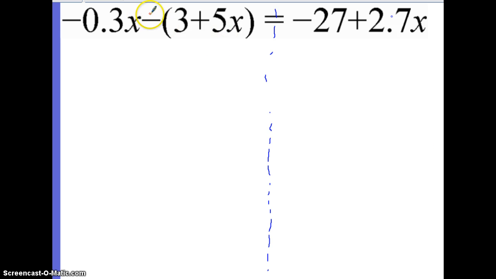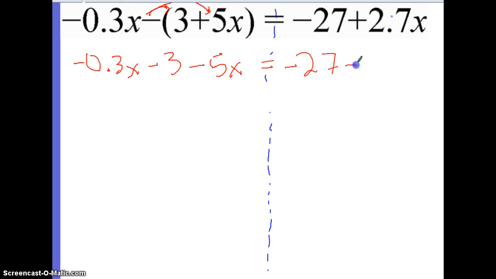All right, so that's negative times 3 and negative times positive 5x. So that's not that big of a deal. Negative times 3 is negative 3. And do not forget, you have to distribute to both things. Negative times positive is negative 5x. And then the equal sign is on the dotted line. Bring everything else down. 0.3x minus 3, yada, yada, negative 27 plus 2.7x.